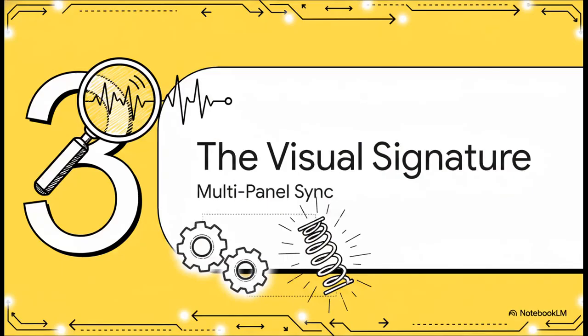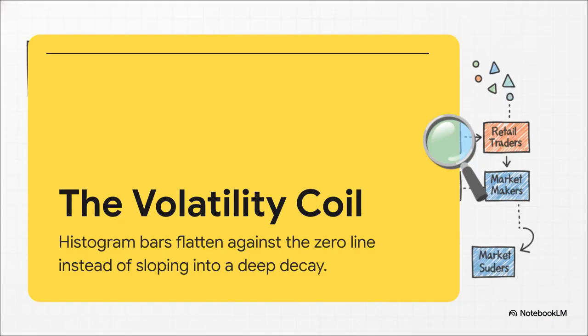Let's move to Section 3, decoding the visual signature. Multi-panel sync. Since price is deceptively flat here, we use a decoupled 3-panel histogram layout to spot the trap. Take a look at panel 1, the volatility coil. This brilliantly exposes that institutional order flow is physically blocking the market.